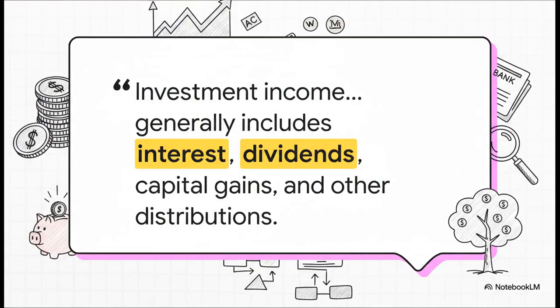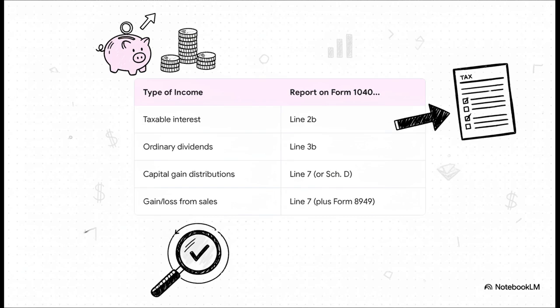As you can see right from the source, the official definition is, well, it's pretty broad. It's not just the profit you make from selling stocks. It also includes the interest from your savings account, the dividends you get from companies, and even distributions from your mutual funds. And this is pure gold. This table, pulled straight from the guide, is basically your cheat sheet. It shows you the exact line on your tax form where you report some of the most common types of investment income. No more guessing games.